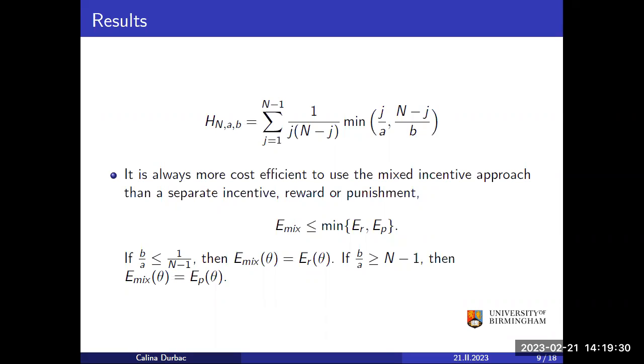So once that's out of the way, let me present to you the first result. And it's basically this one. It is always more cost efficient to use mixed incentives than to use either reward or punishment. However, if it's too costly for the institution to use punishment, then it's better if the mixed incentive turns into reward. And equally, if it's cheaper to use punishment, then the external institution should do that.